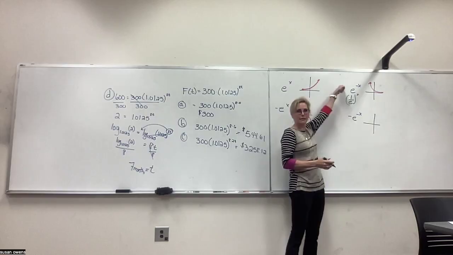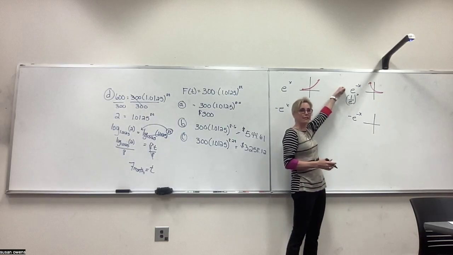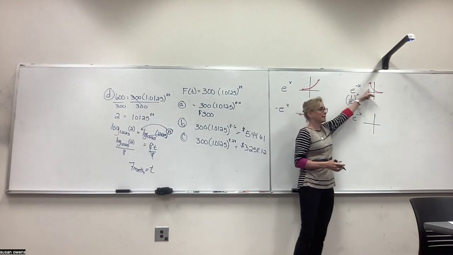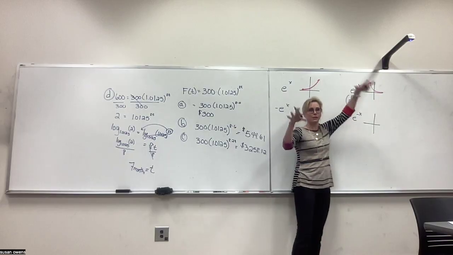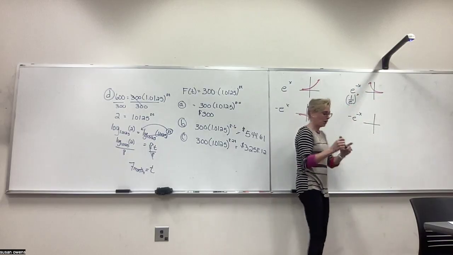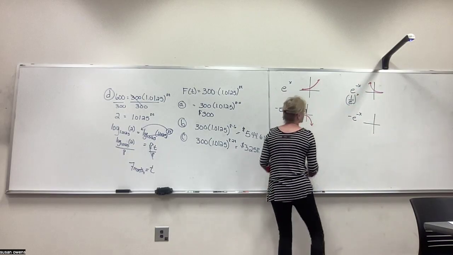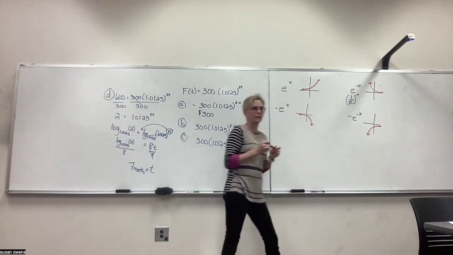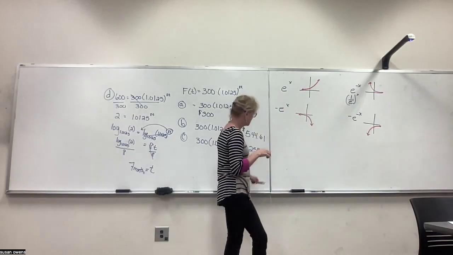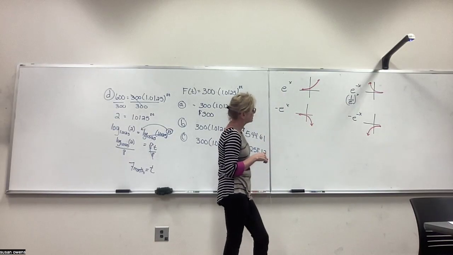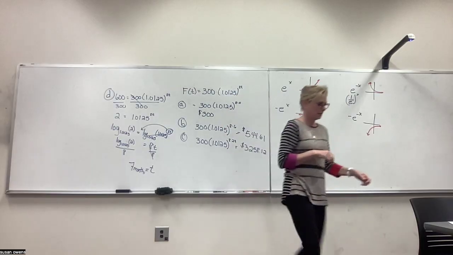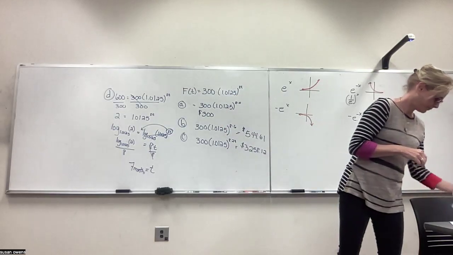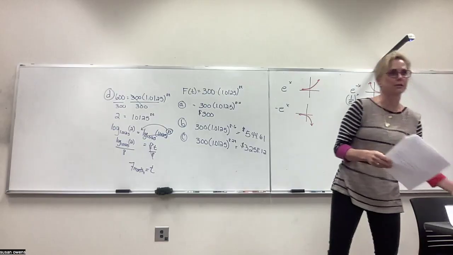This is this graph with just the opposite y values. So these values are all going to flip again over the x-axis. Like that. Any questions?